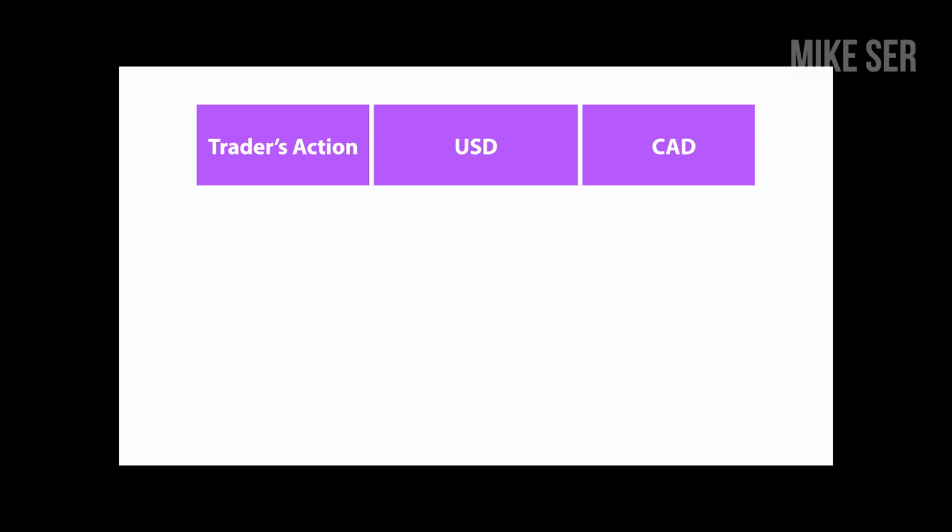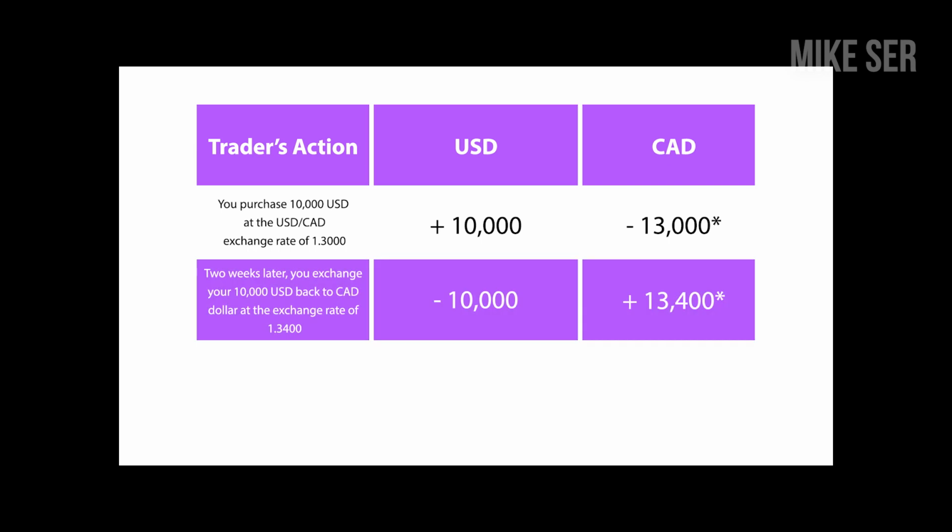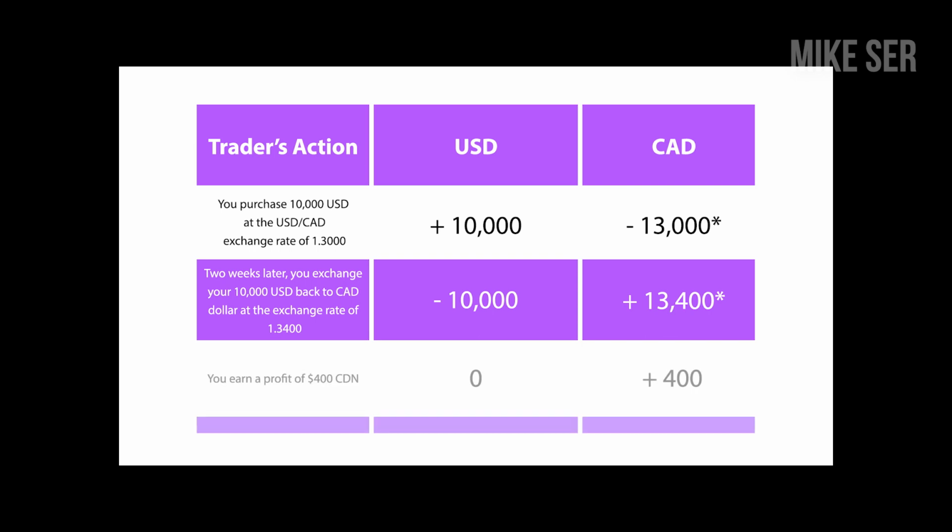So let's say you believe that the US dollar will rise relative to the value of the Canadian dollar. So you look to buy the currency pair, the US dollar versus Canadian dollar, at let's just say the exchange rate of 1.30. Now in this case, you are buying 1 lot of a mini size, which is equivalent to $10,000 USD. Now 2 weeks later, the value of the currency pair rises to 1.34 and you exchange your $10,000 USD back to Canadian dollars. And as a result, you end up making a profit of 400 Canadian dollars on the trade.